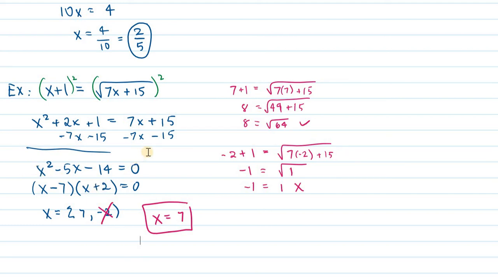Awesome. So that's pretty much it. When you're solving a radical, you want to isolate everything as much as possible. Isolate the radical as much as possible, and then you'll square both sides. And then it's just arithmetic and algebra after that.